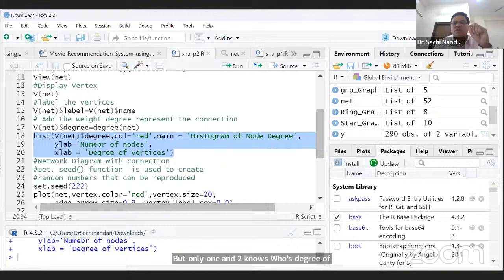Particular node, suppose 50 degree, that means the particular node is connecting to 50%. Are you getting or not? Connecting to 50%. Okay. Suppose my degree is equal to 60. That means I know the 60%. Are you getting or not? I know the 60%. Okay.